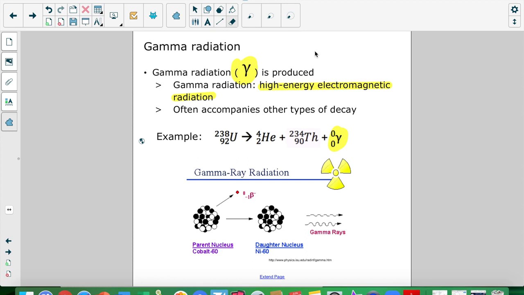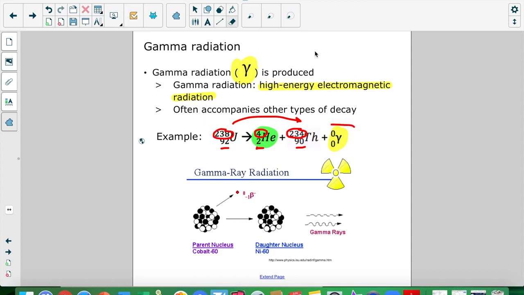So gamma radiation, again, is a high energy electromagnetic radiation, and normally it comes with other types of radiation. So in this case that you have the uranium over here, it's going to release gamma radiation as well as alpha radiation, and this uranium is going to transmutate to thorium, okay? So because of the alpha, it's going to lose 2 units in the atomic number, and it's going to lose 4 units in the mass number, because 234 plus 4 is 238.